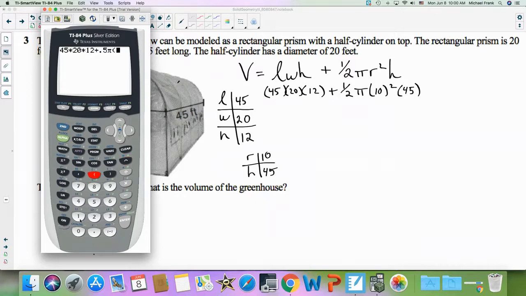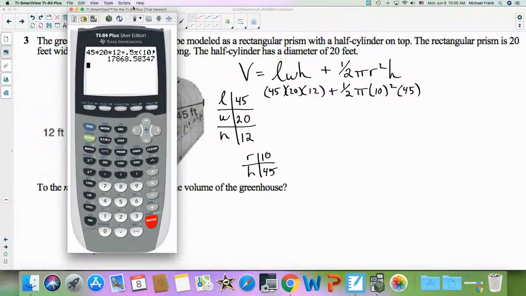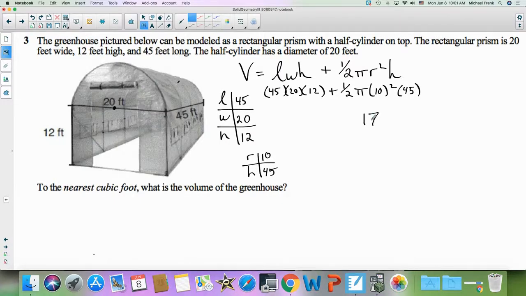That's the volume of the rectangular prism, plus 1/2, which is 0.5, times pi. Now I'll use the parentheses: 10 squared times 45. Now, if I put that in right, that should give us the right answer. And it looks pretty good. It says to the nearest cubic foot, so 17,869. That's going to be cubic feet. All right, let's move on. Let's keep on going.